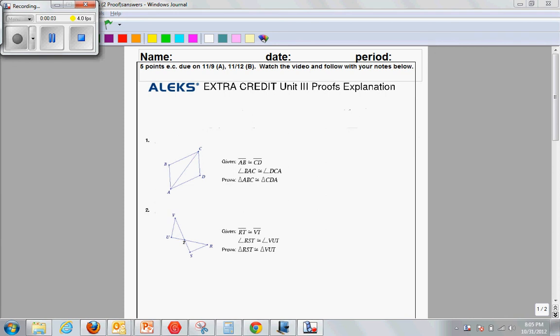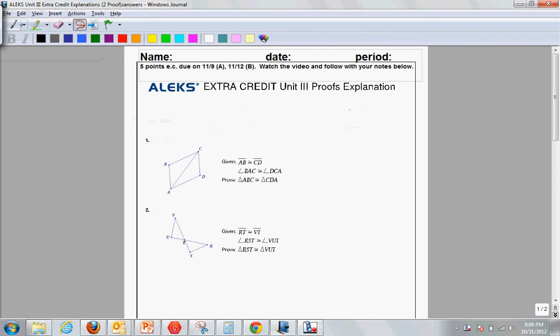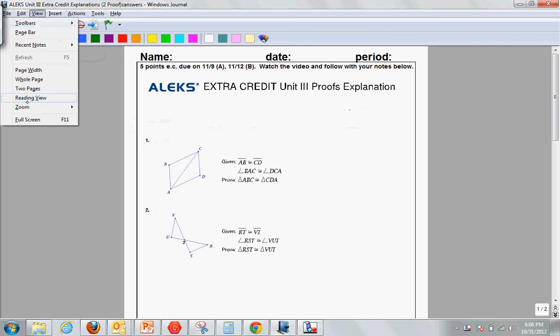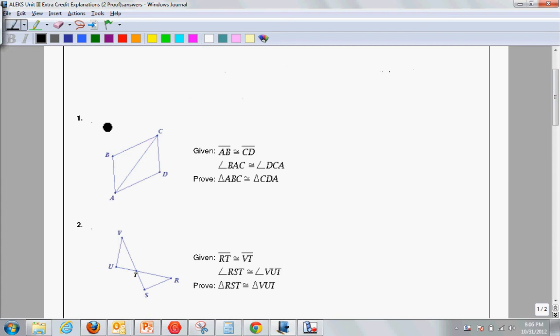Students, these are two additional explanations to assist you with the ALEKS proofs online. We're going to walk through two of them following the GIFT format. Let's take a look at the first one here.